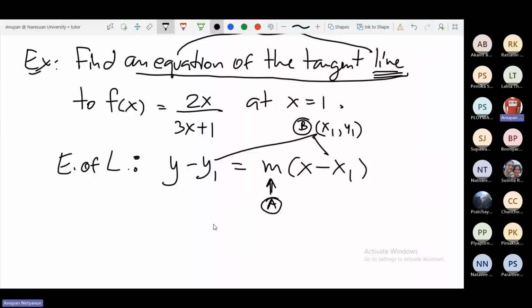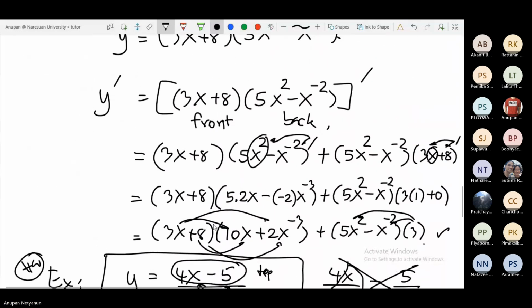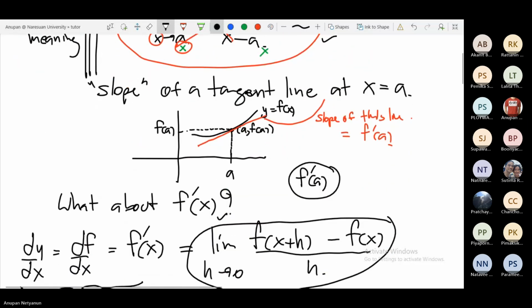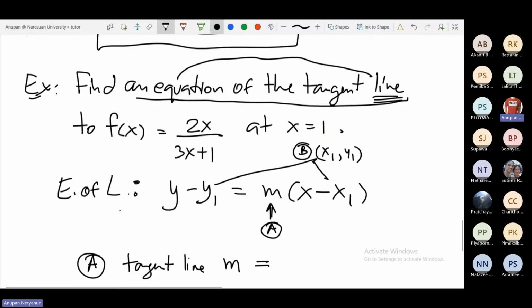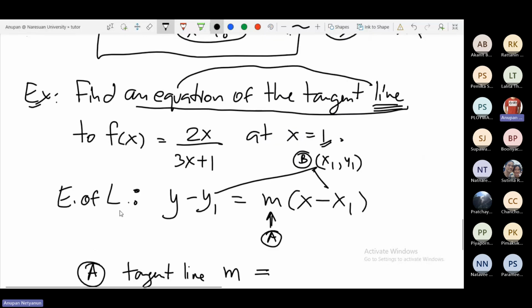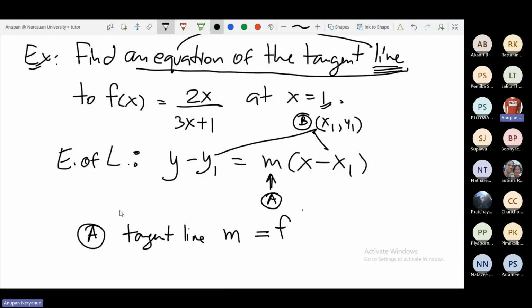Okay. But for A, since you have the tangent line, your slope is equal to, if you remember, okay, the slope of the tangent line is the derivative of f at the x that you are interested in. So that means you are interested at x equal to 1. So it's equal to the derivative of f at x equal to 1. Right? Okay.